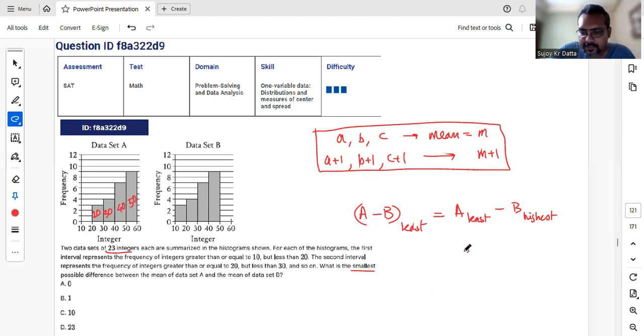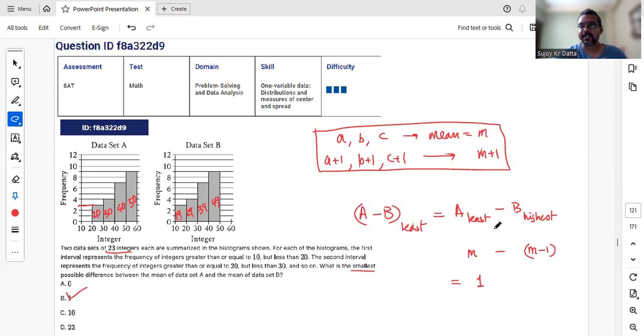Whatever the average is, let's say M. For B, we will take the highest values. Here I cannot take 20 because this is not inclusive of 20, right? So it is 19. We'll take 19, we'll take 29, we'll take 39, and we'll take 49. You see, every term is one less. So all those terms here which were 20, 20, 20 are now 19, 19, 19. The 30s have become 29. Every time it is one smaller. So that means the mean of B will also be one smaller. So the difference is going to be 1, and that's the smallest difference you can make. So that is option B.